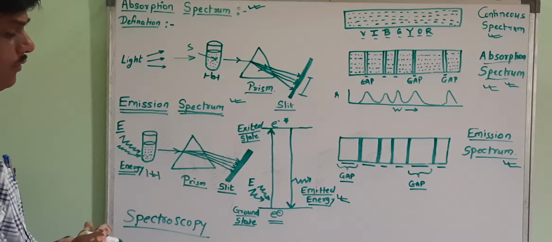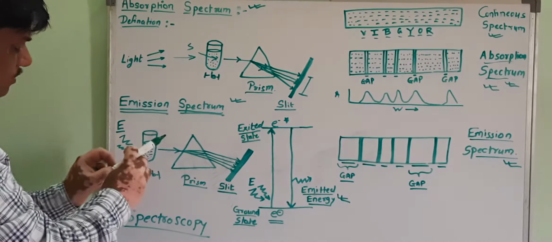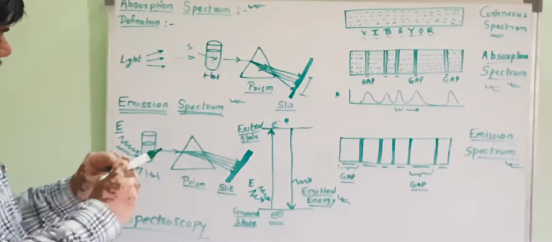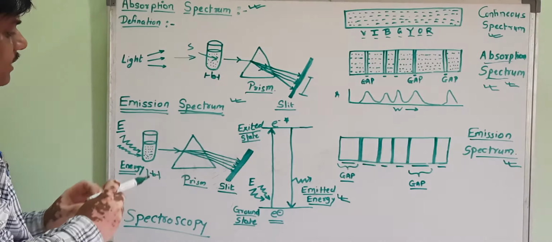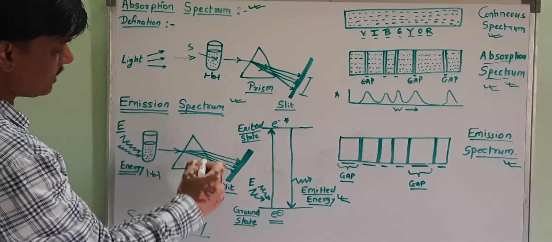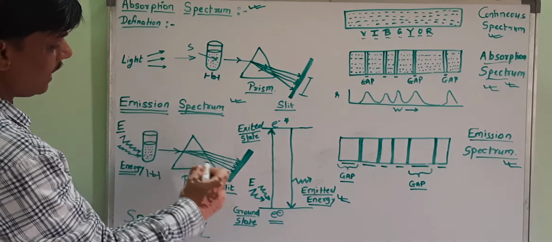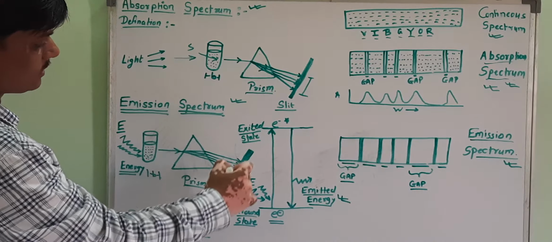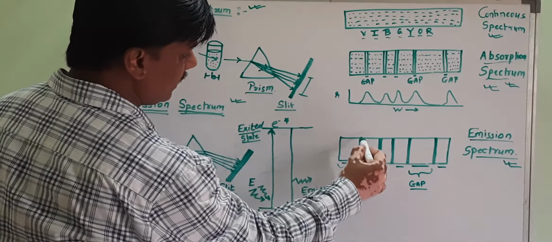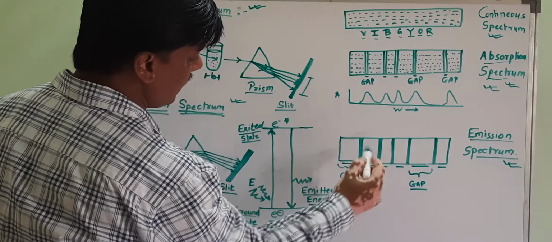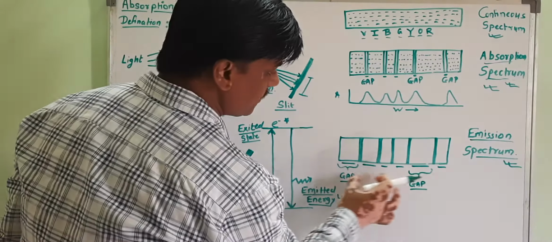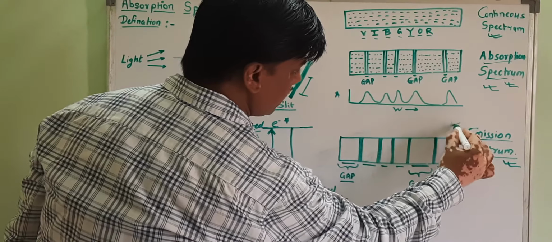Because of the excess energy, it absorbs some energy and emits another amount of energy. That emission is trapped by a prism, and when it is analyzed on the screen, we get a pattern where there are some continuous lines and the gaps are much more. This type of spectrum is called the emission spectrum.